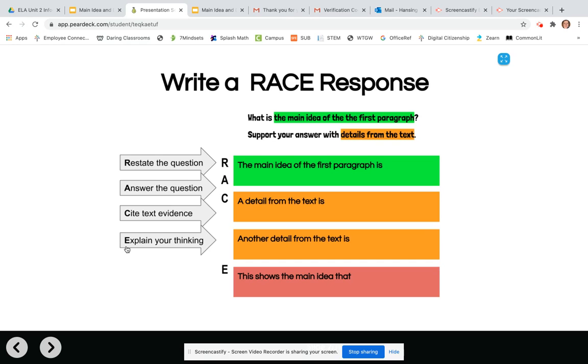The E in RACE stands for explain your thinking. This is another opportunity for you to show your teacher and explain your thinking by saying something like, this shows the main idea that, and you may restate the main idea and explain your idea and your thinking.